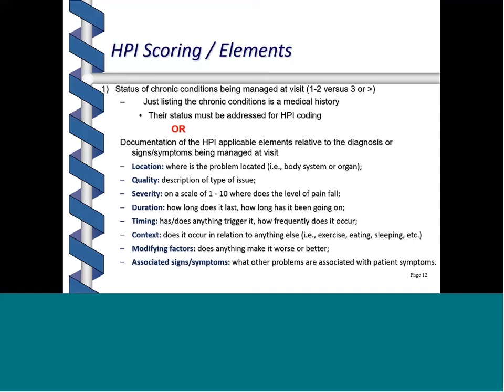Just as a reminder, if you're going to score your HPI by the status of your chronic conditions, that does not cover us when we're doing our assessment and plan for what we're going to be doing for the patient for those same chronic conditions that we're managing this visit. So it's two separate areas that are scored as part of our service. The status of the chronic conditions would be listed as part of our HPI elements.